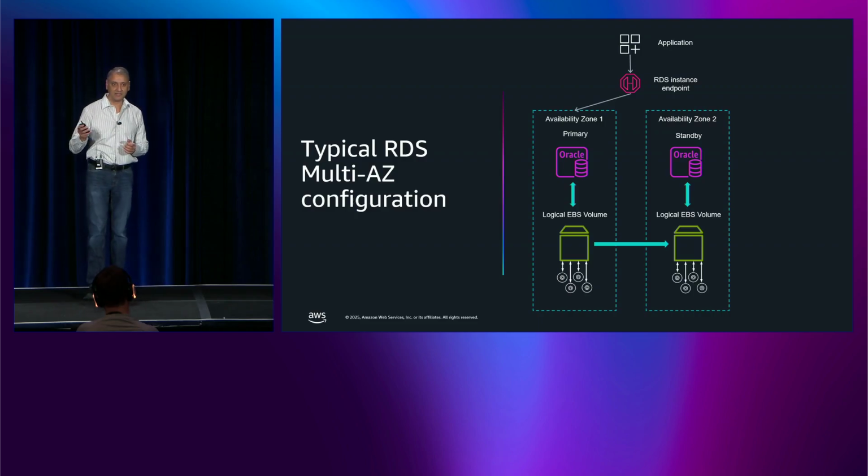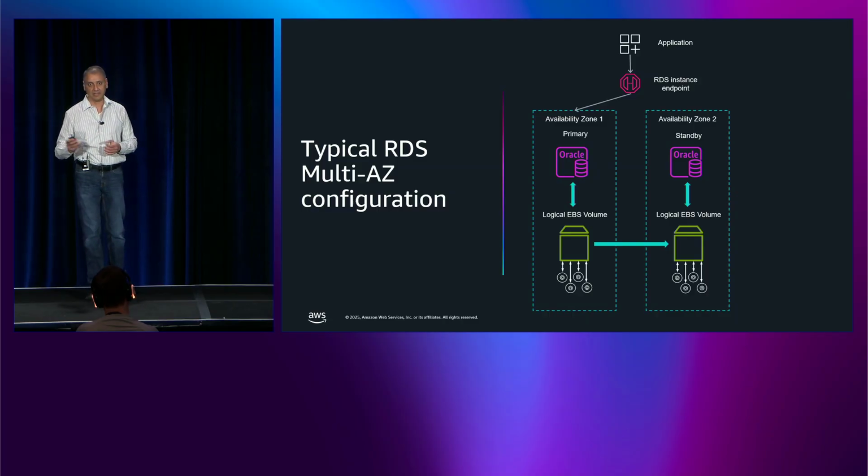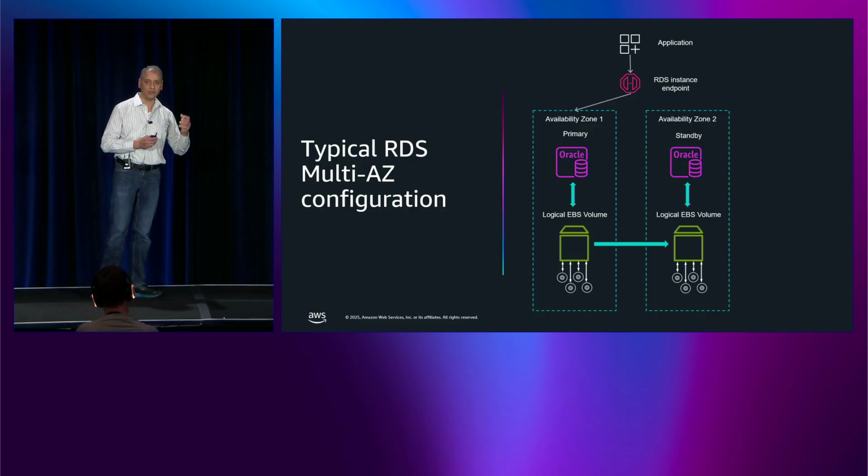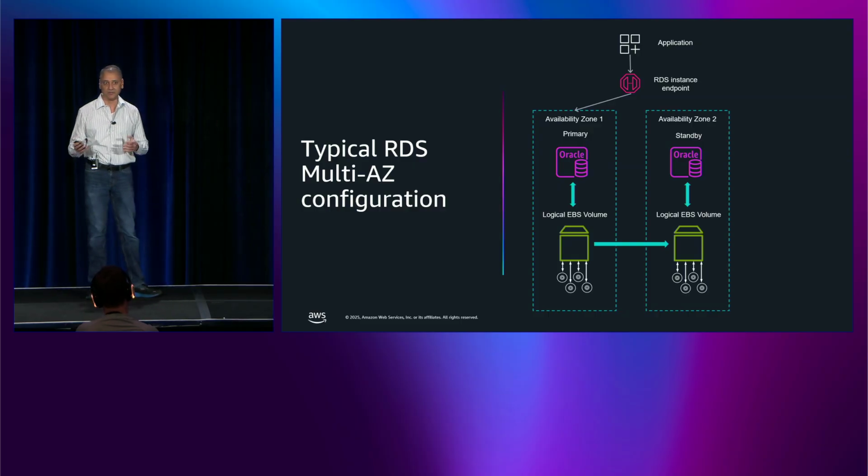Your standby instance has its own storage volume in EBS, and then the data is synchronously replicated from your primary instance to your secondary instance, your standby instance. It's synchronous, which means as your transactions are written, it's written into both primary and standby before the transactions get committed.